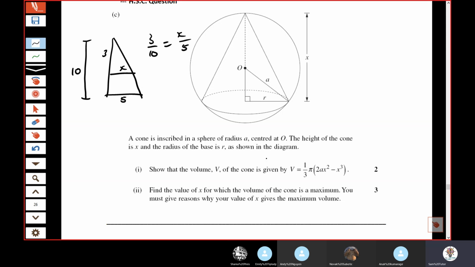Once you've got that, you should be able to continue it. I did it numerically. It usually will be algebraic. So you would have a on r, x on square root a squared minus r squared, whatever. It's pretty much the same concept. So there's similar triangles, or there's Pythagoras.